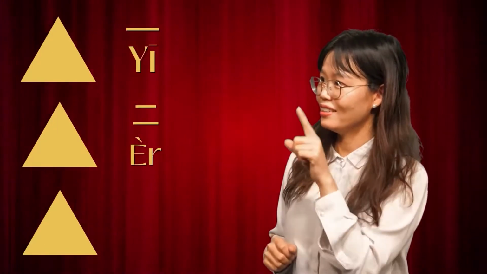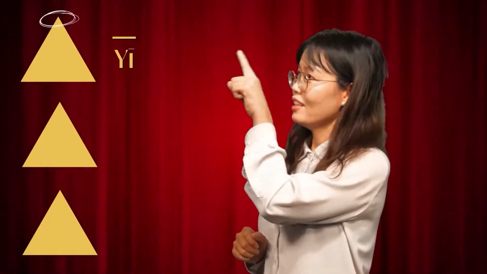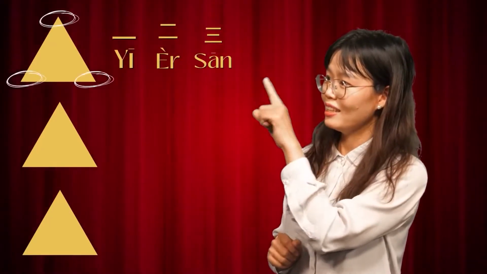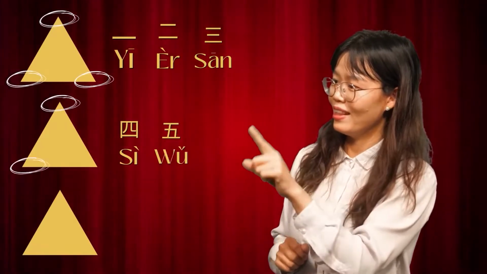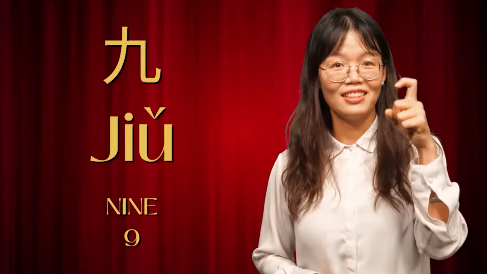Oh, there are some triangles. Triangles are my favorite shapes. So let's count the triangles. 1, 2, 3. And how many points? 1, 2, 3, 4, 5, 6, 7, 8, 9. So we got 9. Okay, so how to make the gesture? 9个点 means 9 points in the 3 triangles.